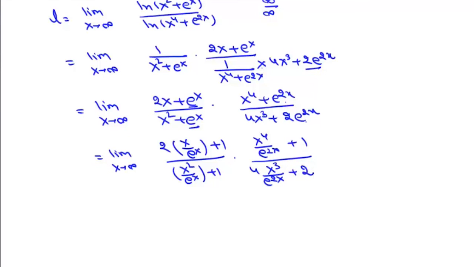Now we know the standard result that this limit, x tends to infinity, x to the power n upon e to the power x, is 0. And it is very easy to prove.